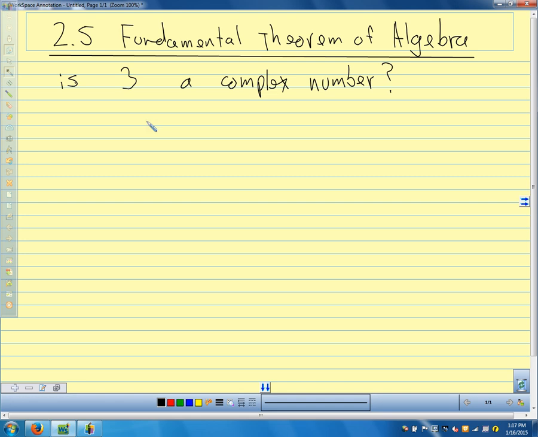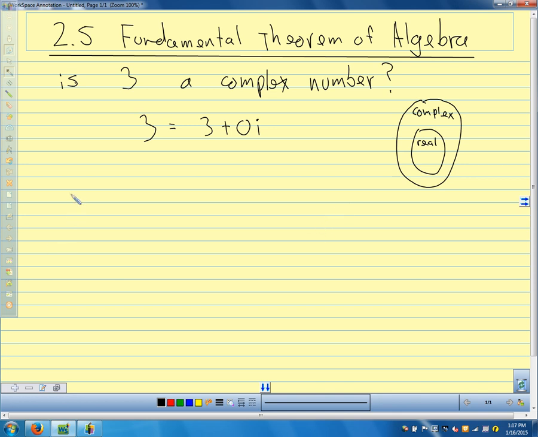Someone said something that sounded good. 3 plus 0i. Right? So real numbers are complex numbers, just with the imaginary part being 0. So we can think of real numbers as complex numbers. And the idea here is that the complex numbers are a bigger set. We have the complex numbers and we have the reals. So the real numbers are part of the complex numbers. That's going to be important when we talk about our fundamental theorem. So we can think of any real number as a complex number.